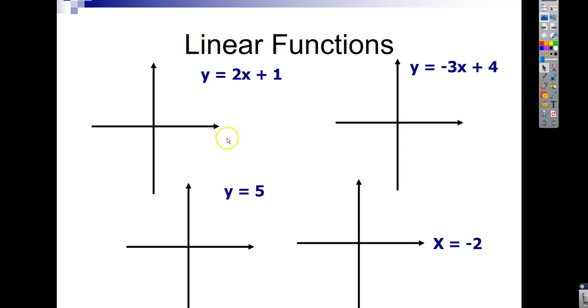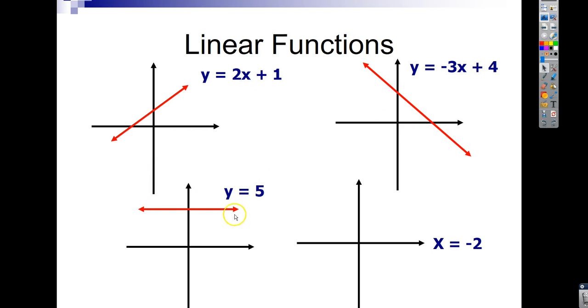So here are the linear functions, y equals 2x plus 1. If you put this in your calculator and press zoom 6, you can see what's happening here. Notice we have a positive slope and a positive 1 y-intercept. That's where it crosses the y-axis. Over here we have a negative slope and a positive 4 intercept, so that's why it's up here. And notice that the slope goes down from left to right.